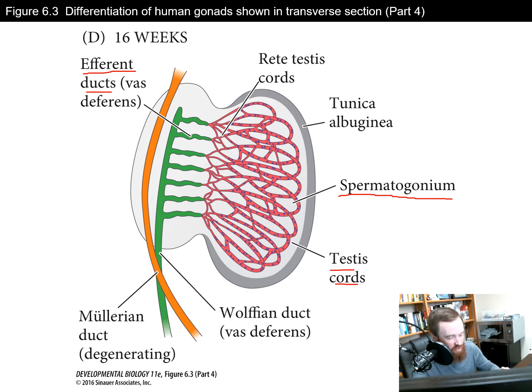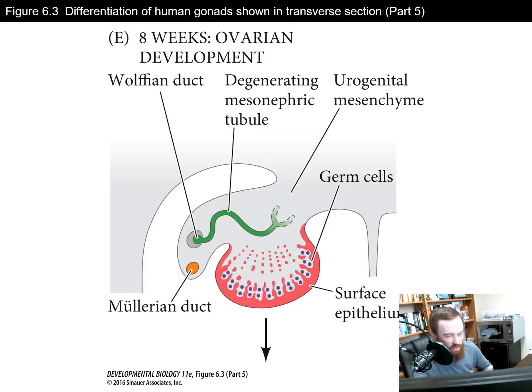So these kind of develop and merge into what we know in mature humans as the vas deferens, and this connects the testes to the urethra to give kind of functionality to the male genitalia. Now let's take a look at ovarian development.